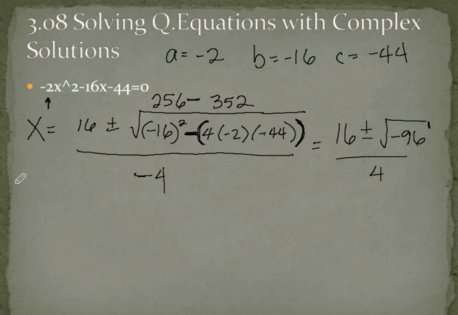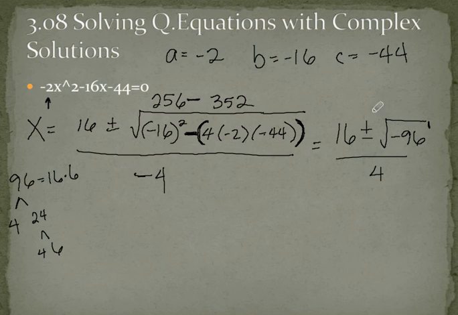So I'm going to take 96 and see if I can figure out, are there any perfect squares in there? Well, let's see. 96 divided by 4 is 24. And then 24 divided by 4 is 6. So it looks to me like there's a 16 in here. It looks to me as though 96 is equal to 16 times 6. And I'll just check that on my calculator to make sure I haven't made a mistake.